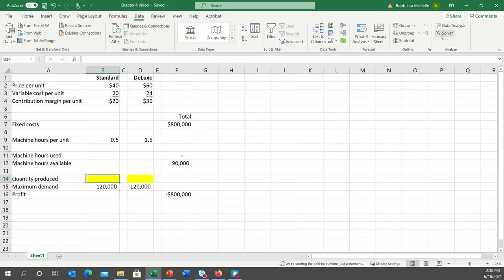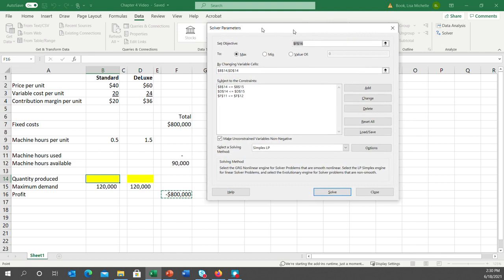I'm just going to go over here under Analyze and click Solver. I have this already set up for ease of time of this particular video, and I know it's probably kind of small to be able to see here, but my objective is my profit cell, and I want to maximize it. What am I going to change? My two input cells that I have here highlighted in yellow, and that's the quantity that I'm actually going to produce for standard and deluxe.